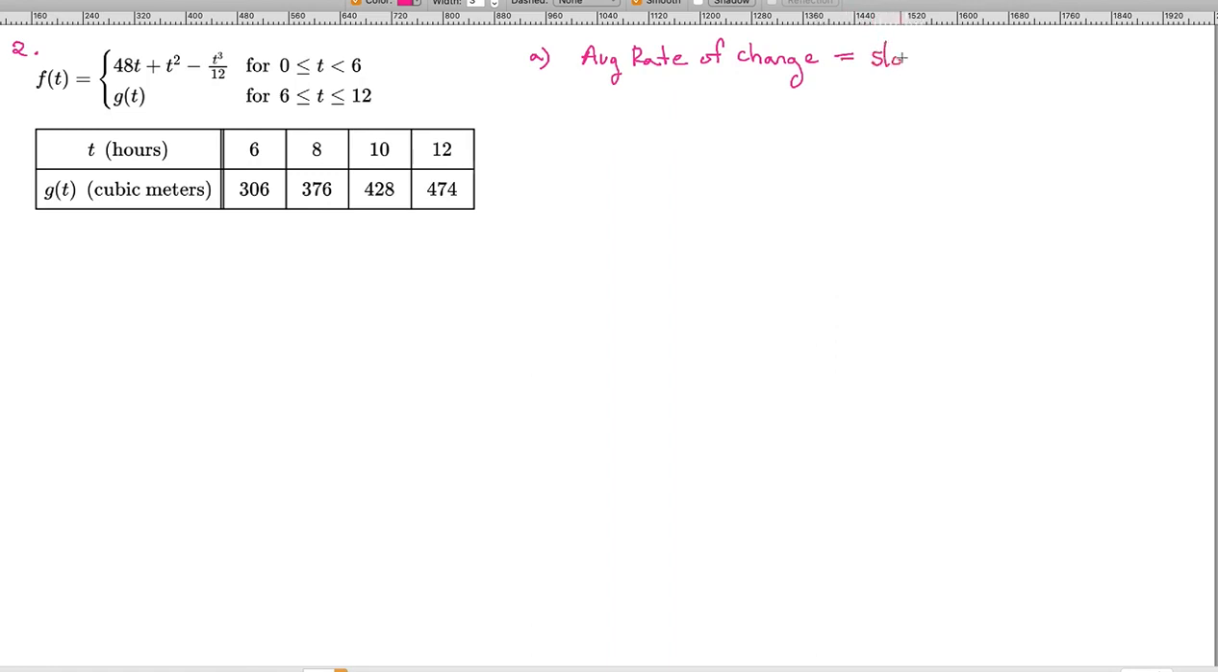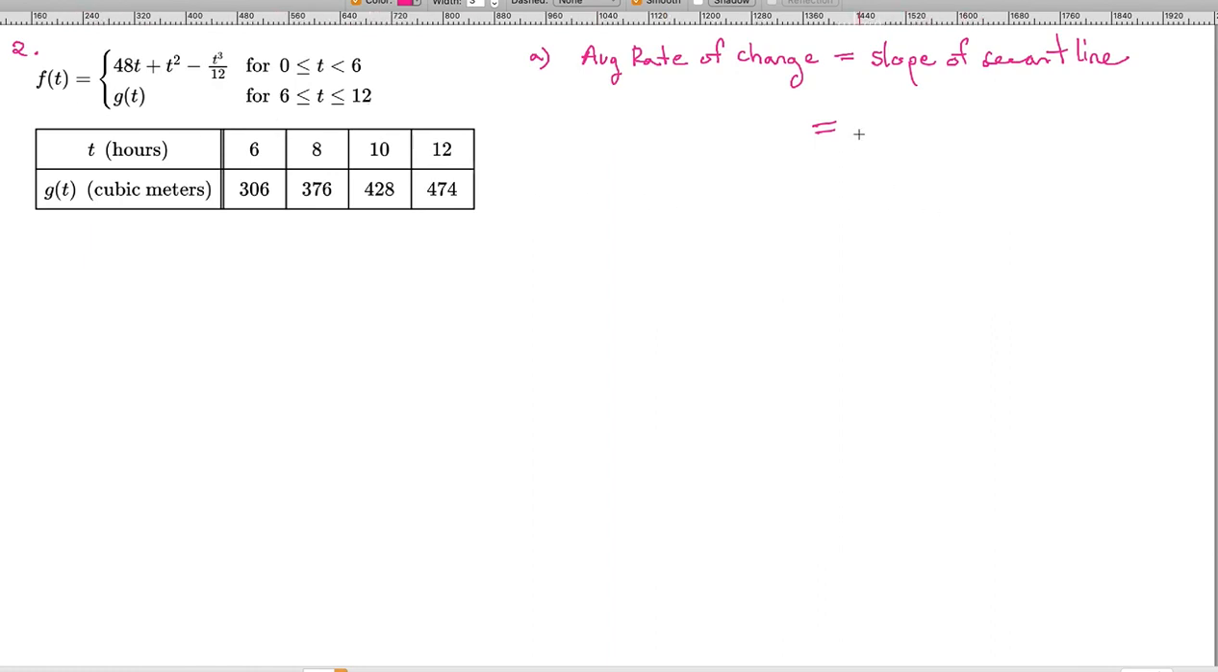So it is equal to the slope of the secant line. The secant line is just essentially the line that joins those 2 points on the curve. In this case, I have that the slope of the secant line, I want to find the average rate of change between t equals 6 and t equals 12.